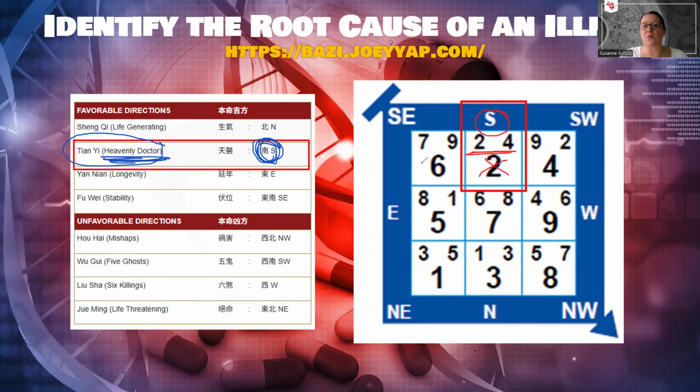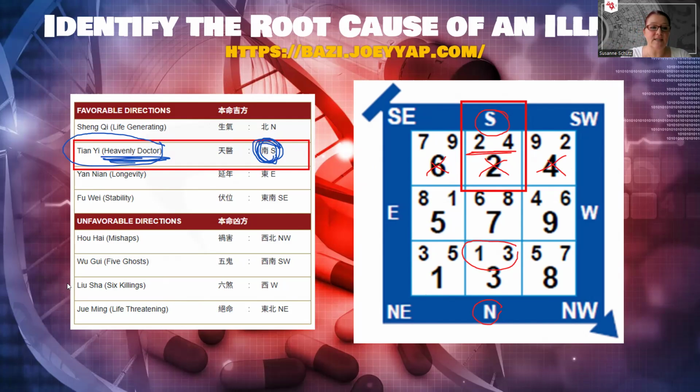We're not concerned with the big ones; those are the base numbers. Just look at the stars that you have in the south sector. If your heavenly doctor direction is the north, then you would look into this sector here. What are the flying stars in this sector, right? And we're looking at the natal chart, not the annual chart, not the monthly chart. We are focused on the natal chart, all right?